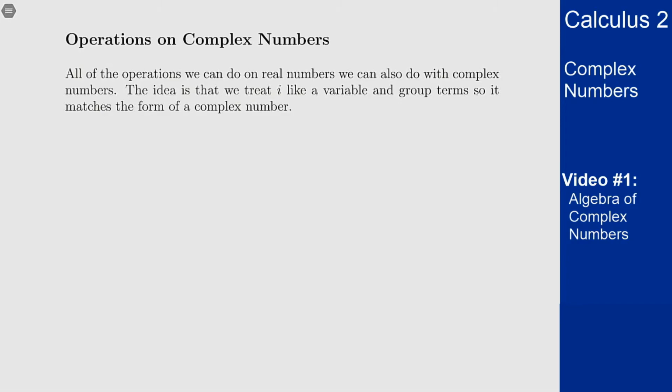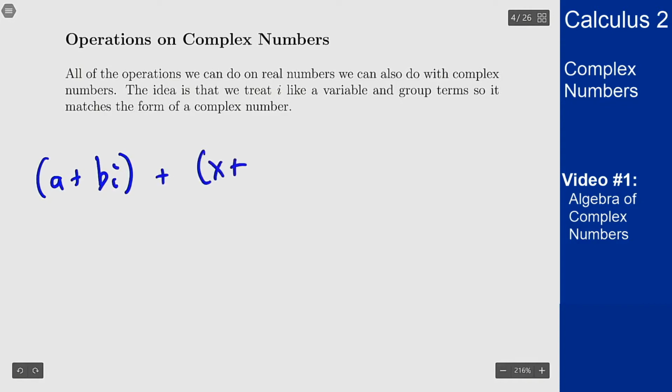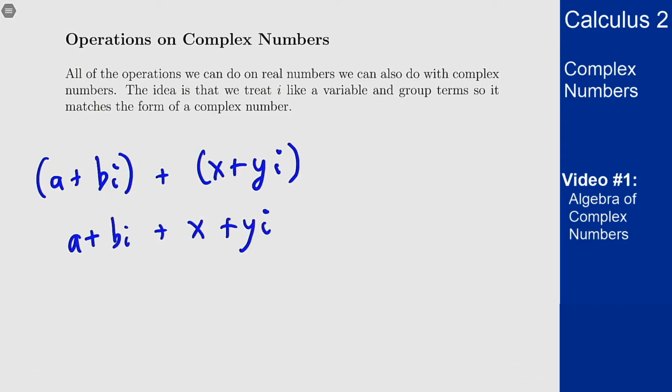Let's say I want to add two complex numbers together. I have the number a plus bi, and I have the complex number x plus yi, and I want to add these together. What I'm going to do is drop all the parentheses, and I want to regroup so it's something plus something times i.